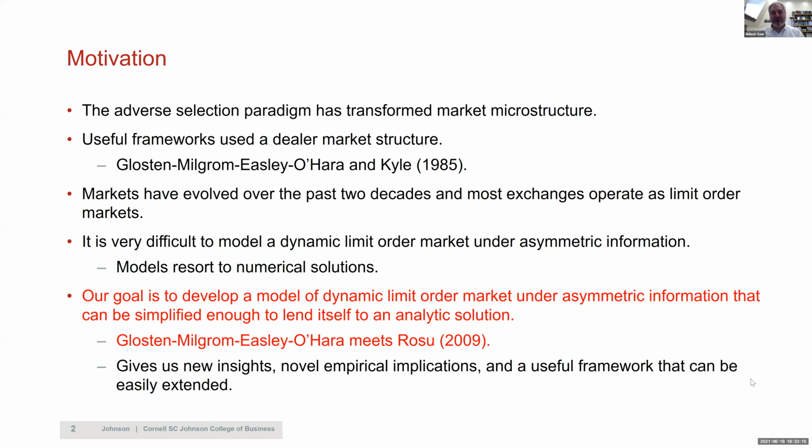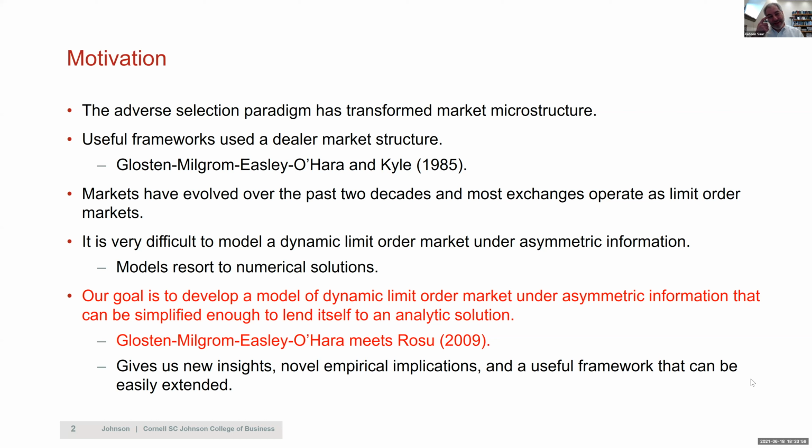Adverse selection in general has transformed market microstructure completely, all of our insights. Most of the insights were gained from the dealer market models of the 80s, right? The Glosten-Milgrom-O'Hara framework that I also call traditional sequential trade models, and Kyle's framework. Those were fantastic frameworks. The only problem is that markets have evolved over the past 2-3 decades, and most exchanges now are not dealer markets, they are limit order markets. So you'd expect the theoretical literature to move with it, and we should start having models of limit order markets under asymmetric information. But that did not happen.